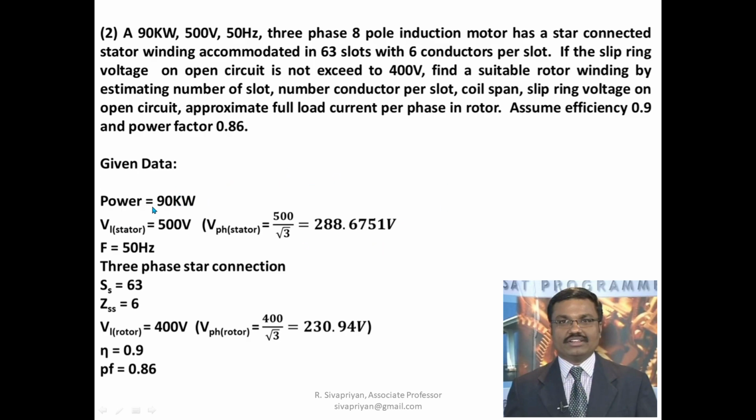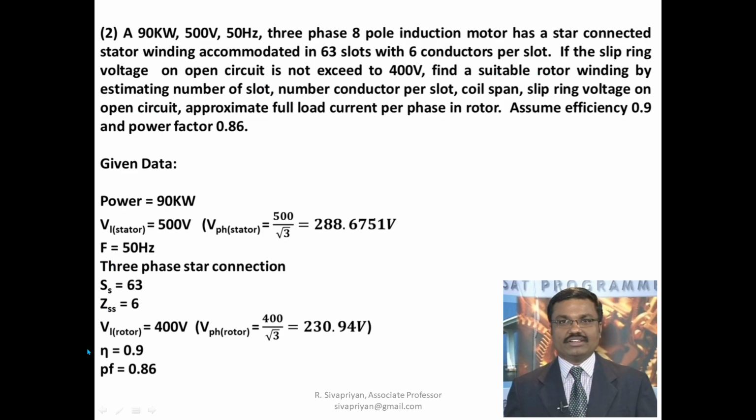Now the given data: power 90 kilowatt, 500 volt, that is VL, the line to line voltage. Line voltage is 500 volt. Since it is star connected, convert into phase voltage. Phase voltage equals VL by root 3, so we get 288.675. Then frequency is 50 hertz. Then pole is 8 pole. Here I missed, so write P equal to 8. Then 3-phase star connection. Number of stator slots is 63. Then 6 conductors per stator slot, ZSS. Number of conductors per stator slot is 6.